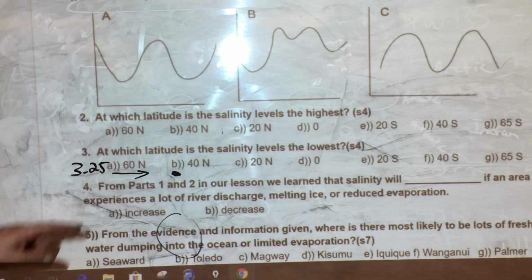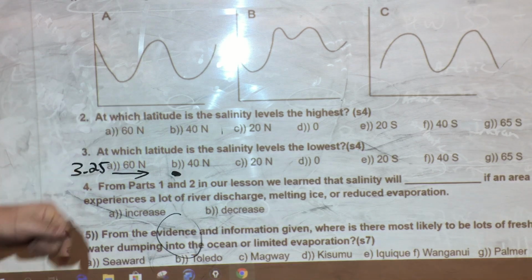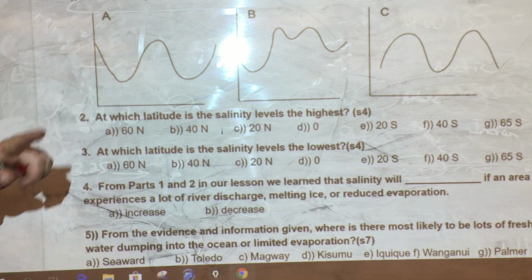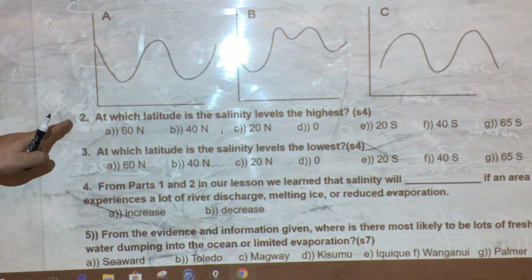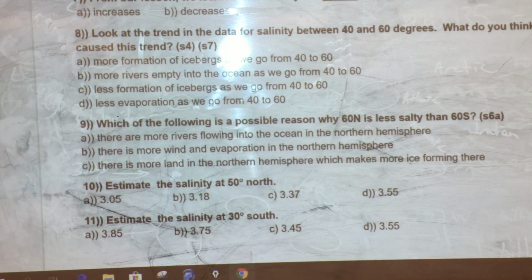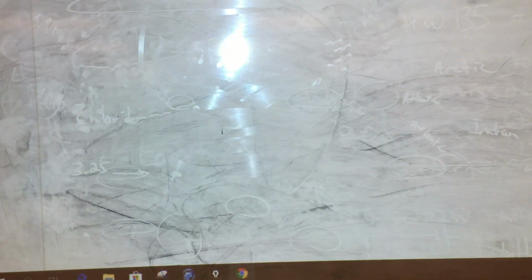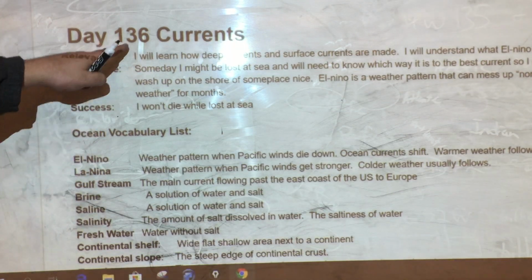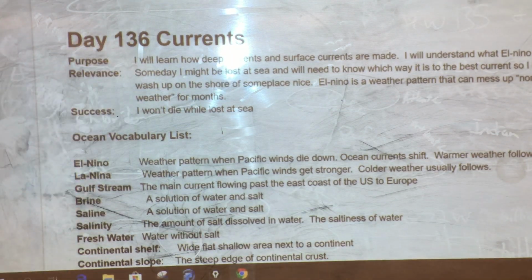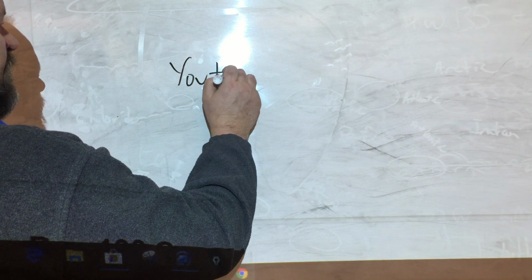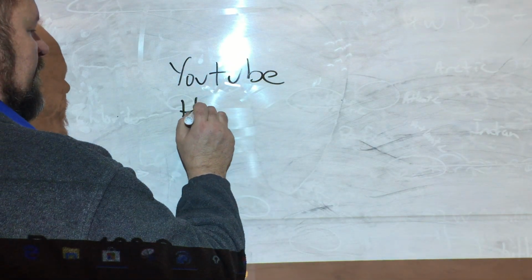It's going to look like one of these possibilities. One of those will be closer to your picture than something else. Once you draw your graph, then you'll answer these questions. And that's the end. This will be tomorrow's lesson about currents in the ocean. So at this time, you should watch the YouTube, and then you should do the homework.